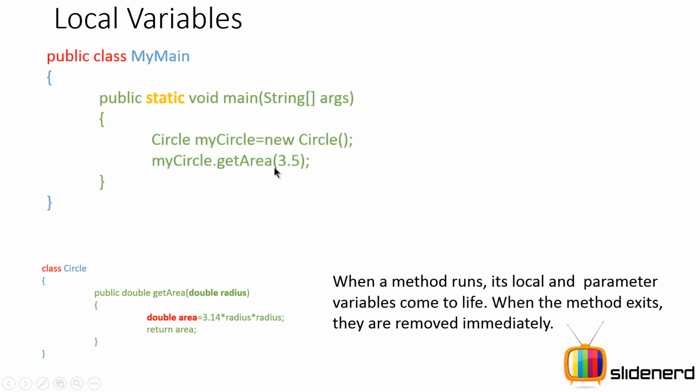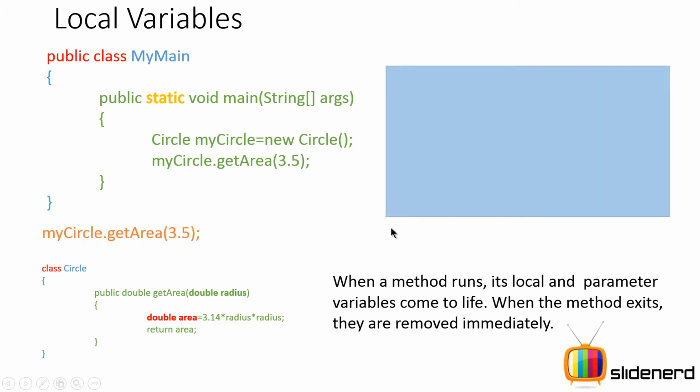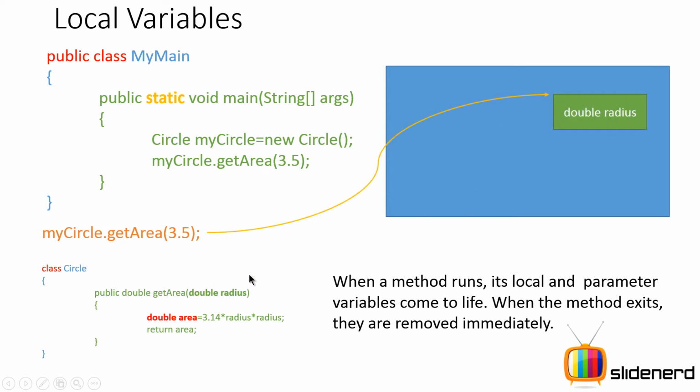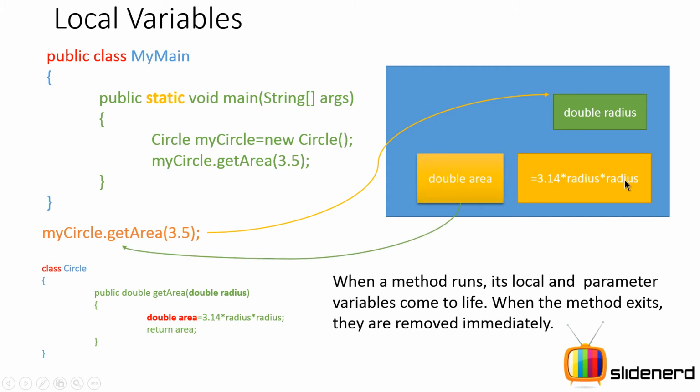So here when I say myCircle.getArea(3.5), this blue colored block represents the method double getArea. Inside this method, double radius comes to life, which is this parameter variable, and 3.5 is put inside this variable. Then I say 3.14 * radius, and that goes inside my double area, which I have shown by this yellow box. Ultimately, when I say return area, the value of area is returned back to our main method, or the place where it is getting called. That means the radius and area variables are accessible only inside the blue colored box.